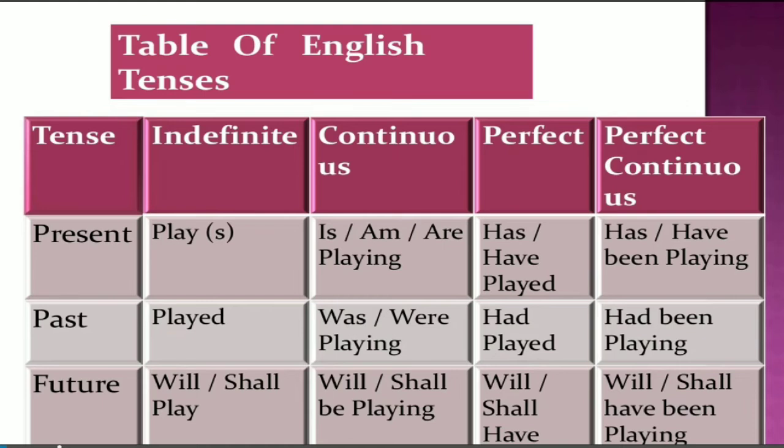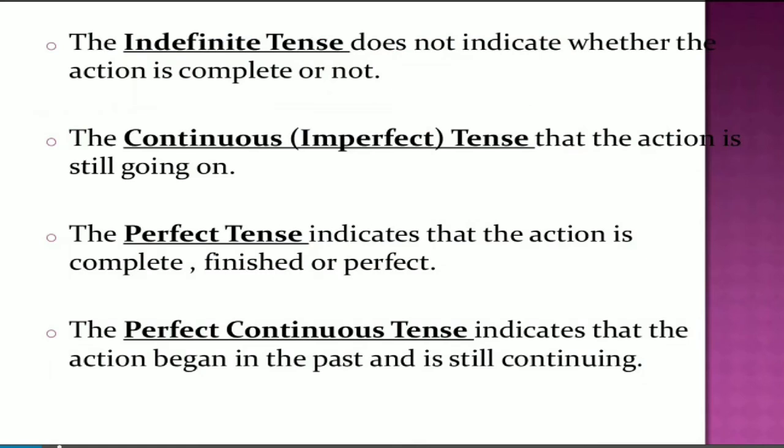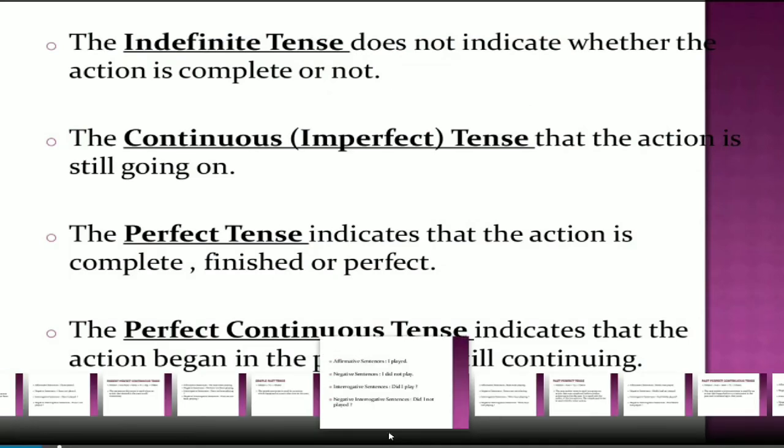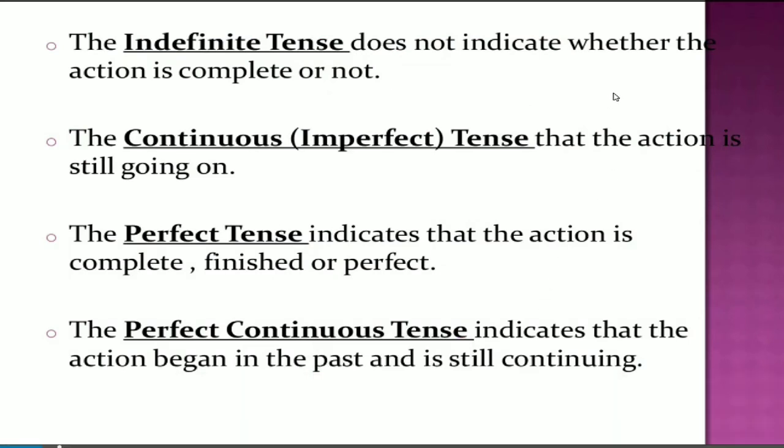That's the way. The next one is future perfect continuous, a combination of future perfect and future continuous. Will or shall have plus been, because the be form is compulsory there, so we have to use been plus the verb ing form. So then we are getting into that. So far so good. And there is a little additional explanation: the indefinite tense does not indicate whether the action is complete or not.